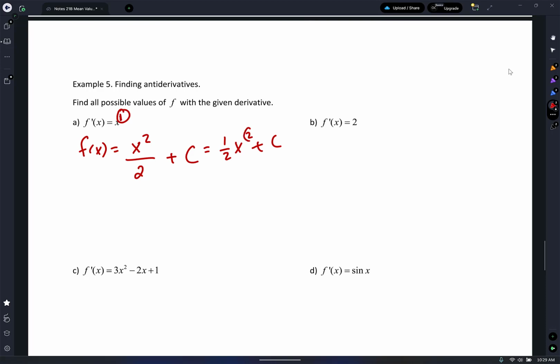And look, check it out. 2 times 1/2 is 1. And then subtract 1 from the 2, that's a 1. So that gives me x to the power 1. Do you guys see that?